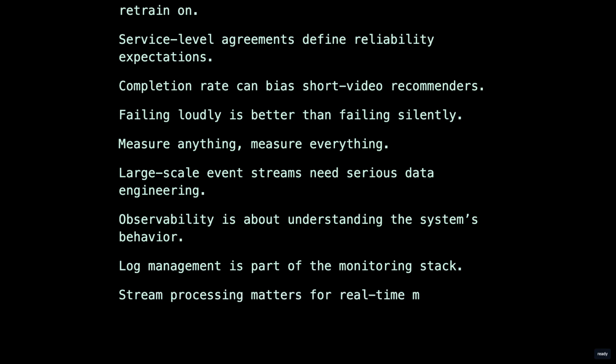A live monitoring pipeline often depends on streaming rather than batch computation. That difference matters because alerts and drift signals are only useful if they arrive soon enough to act on.